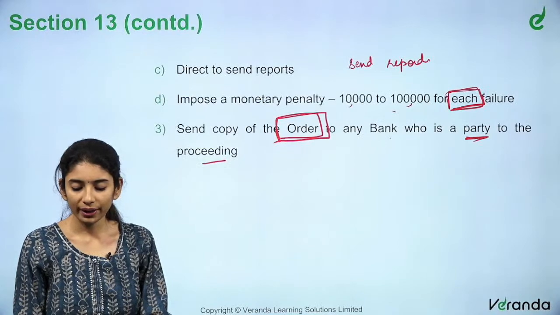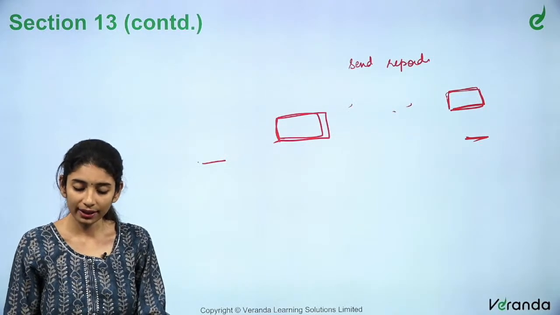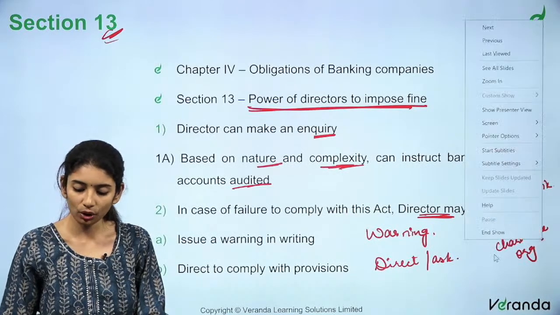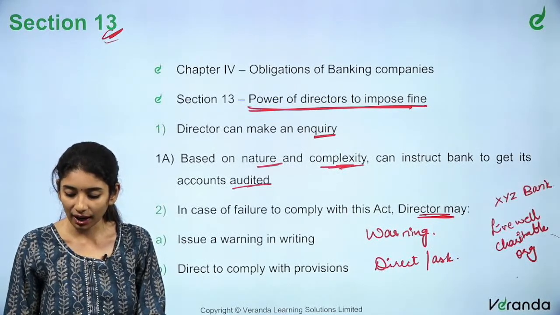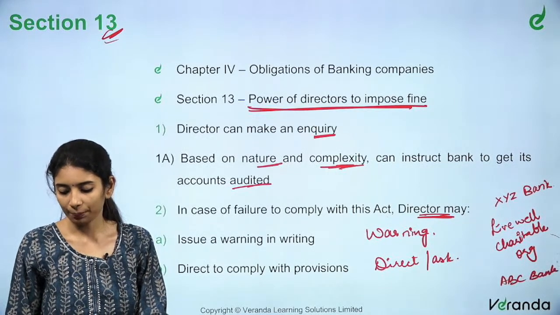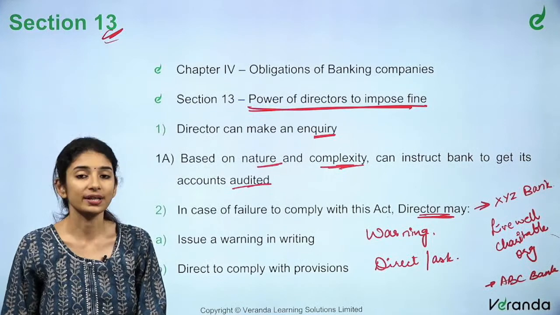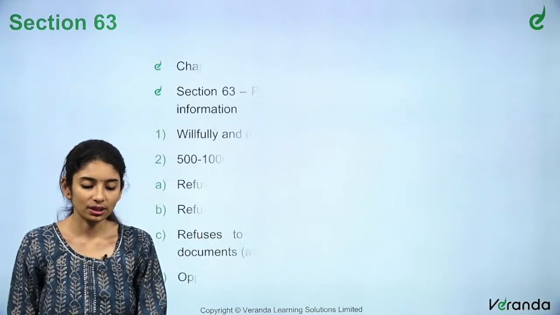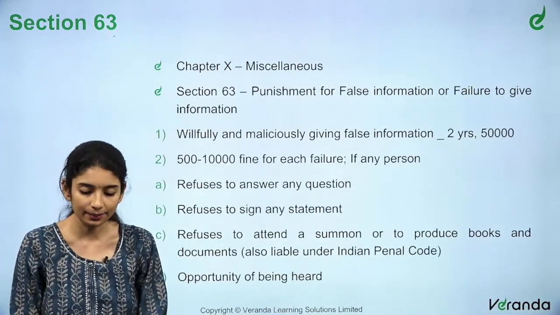Send a copy of the order to any bank that is a party to the proceeding, and any other bank also. Live Well Charitable Organization also has another bank account with ABC bank. So this order copy will go to ABC bank and XYZ bank. Clear? Very good. Now we have finished section 13, we are moving to section 63.